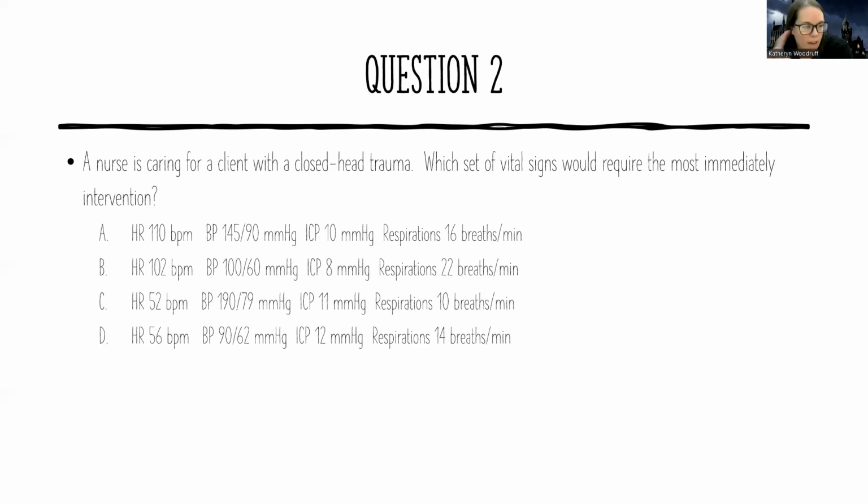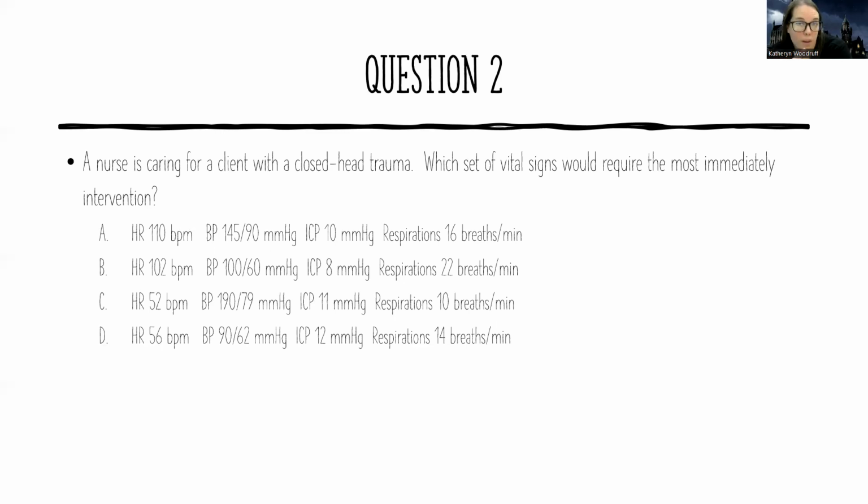So first, I have increased heart rate, mildly elevated blood pressure, regular ICP, and regular respirations. So there's a lot of regular stuff in there. Their blood pressure's a little high, heart rate's up a little bit, but not necessarily affecting any of their other stuff. So far, I'm not mad. So the next one has a heart rate of 102.